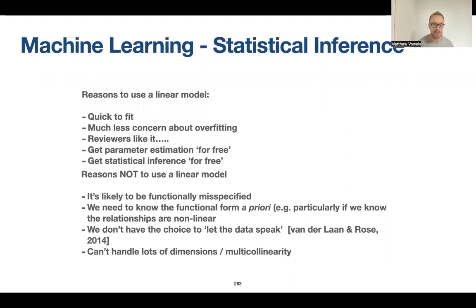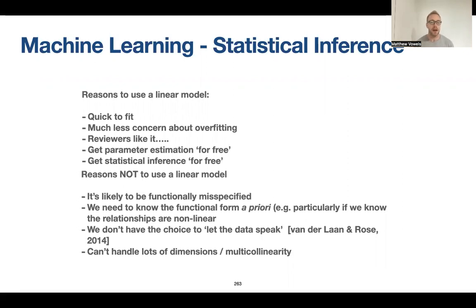It's likely to be functionally misspecified if we admit that there's a lot of nonlinearity in the real world and we haven't quite identified the correct functional form a priori. For instance, if we think it might be quadratic, but actually that's just one particular possibility in the space of all possible nonlinear functions, then we might get that wrong. So it's very difficult to know if we've really correctly specified the model in terms of its functional form. And we don't therefore give the data a chance to speak, to use van der Laan and Rose's words.